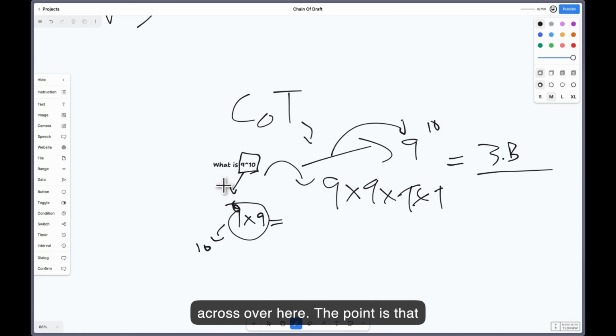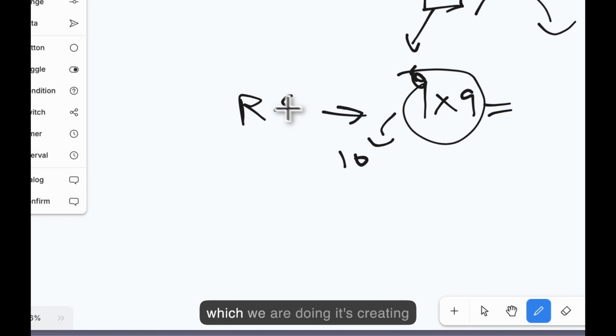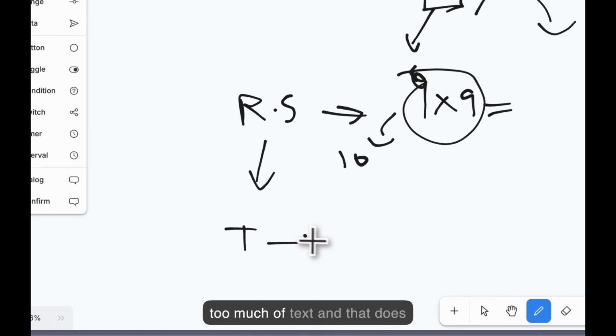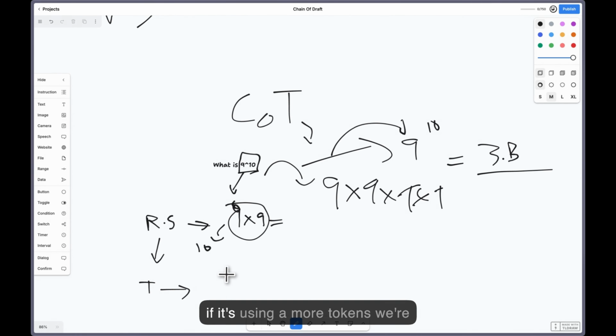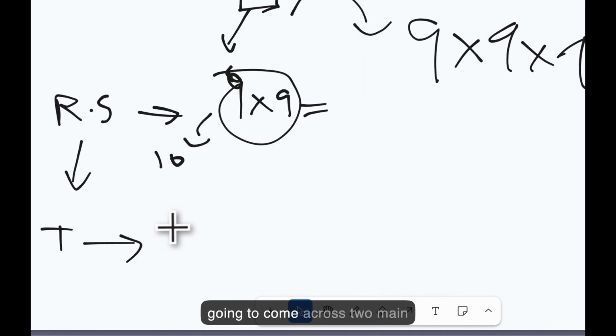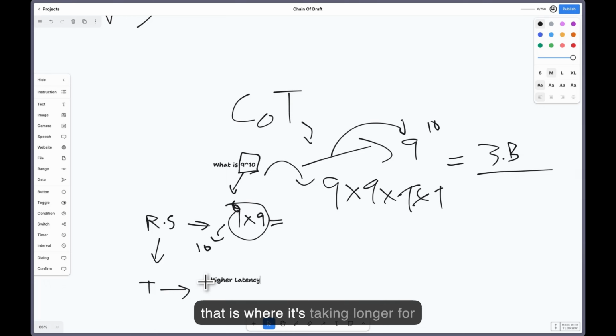The point is that although it's effective, it's generating a ton of text for those intermediate steps, that is the reasoning steps which we are doing. It's creating too much text, and that does what? It uses up tokens, right? And if it's using up more tokens, we are going to come across two main problems. The first is higher latency, where it's taking longer for the model to answer because it's thinking so much, right? And the second problem is higher cost. More tokens generated means you're paying more. Let's say if you're using a paid model, you're going to pay more.